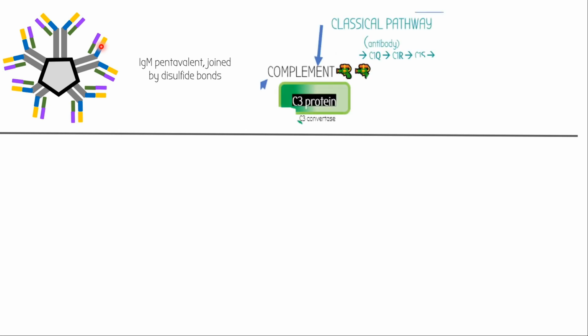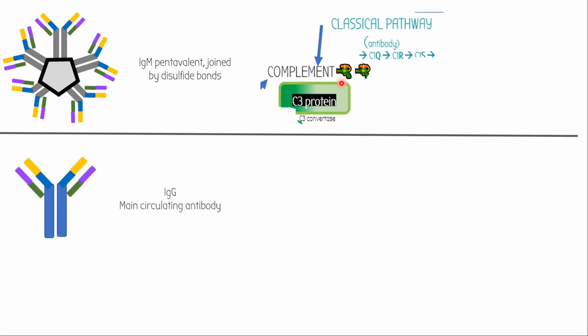And how do they actually kill bacteria? IgM, remember, is our pentavalent one, our net. This comes out first in your immune response, and it works in only one method. It works by activating your complement system via the classical pathway. The classical pathway is antibody, then C1QRS, and then activates complement. C3 protein is converted by C3 convertase, and then we get C3a and C3b, and then opsonization, phagocytosis, and all that. The first video is on the complement.